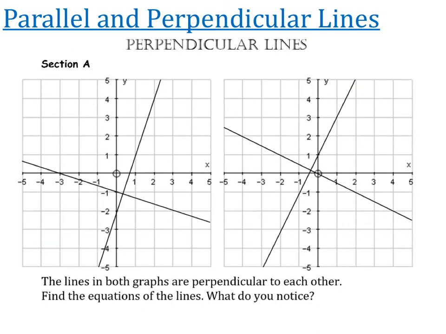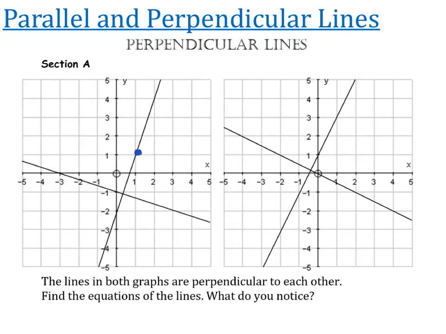All right, perpendicular lines are definitely a little bit more complicated, and you kind of just have to trust me on these things. So we're going to talk about it, and if it doesn't go super well, don't worry, we can continue practicing it for the rest of the week. It's not really that big of a deal. So we're going to look at the questions on the left graph, and it says the lines in both graphs are perpendicular to each other. Find the equations of the lines. What do you notice?